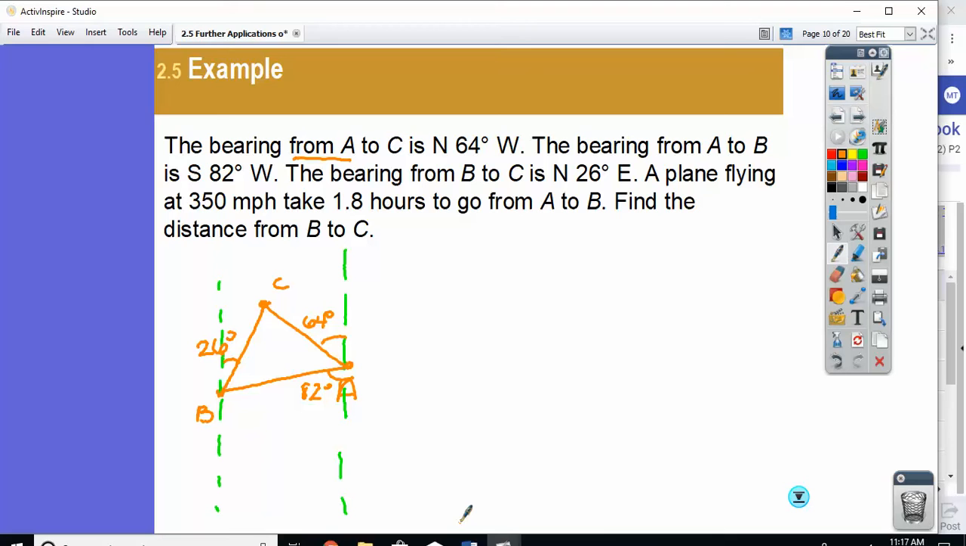Then it says a plane flying at 350 miles per hour takes 1.8 hours to go from A to B. So I told you the speed of the plane and I told you how long it took. What is that giving me? Distance. If you want to find out the distance from A to B, you are going to take your 350 rate times time, times 1.8. And we get 630. So that is this distance from A to B. Find the distance from B to C. So I'm looking for that side.